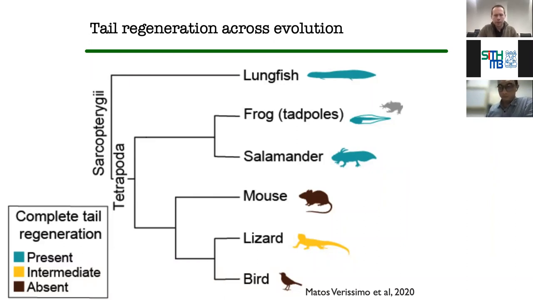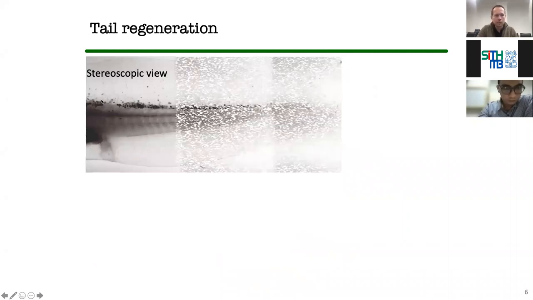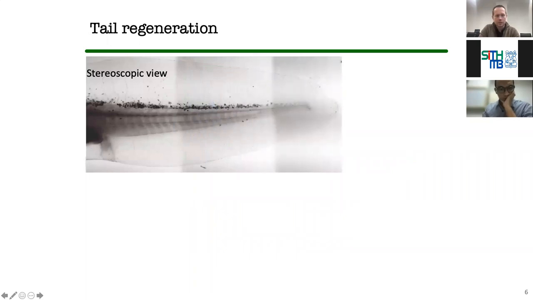So if we have a look at axolotl tail regeneration in a bit more detail, you can see that here we have an axolotl tail in a nice stereoscopic view. Upon amputation, a little bump of tissue forms called the blastema. The mesenchyma contains all the cells that are necessary and sufficient to fully regenerate the tail. And then upon regeneration, you can see that the complete body is reestablished.